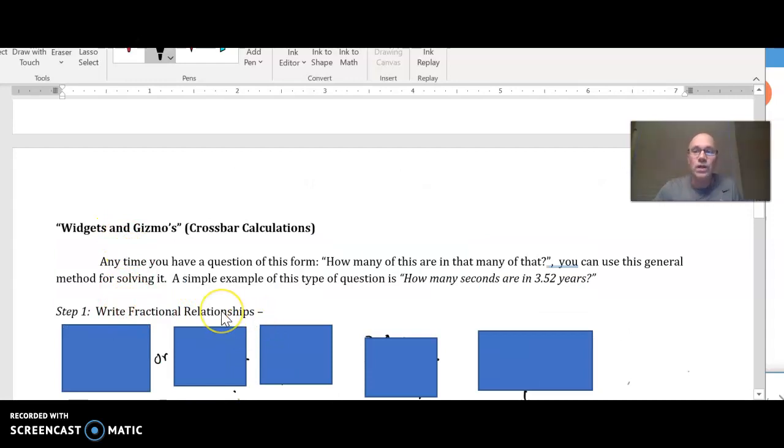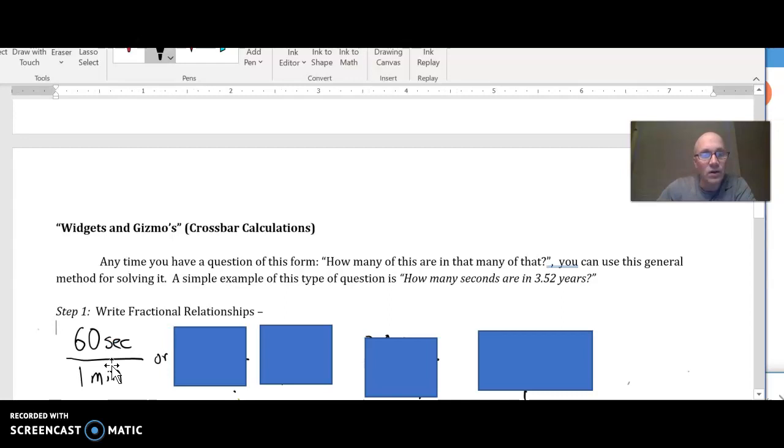relationships. And that's where we're going to take relationships that we know to be true, but we're going to represent them in a way that looks like a fraction. All right, so when you look at this question here, what are some of the things that we need to know? All right, well, we need to know that there's 60 seconds in a minute. We need to know that there's 60 minutes in an hour. We need to know that there's 24 hours in a day, and so on. All right, and so all of these relationships we can represent essentially as a fraction.